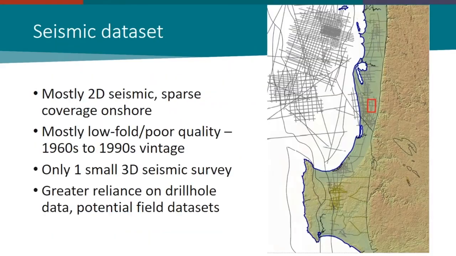Seismic coverage in the Southern Perth Basin is patchy, with most seismic, especially onshore, being low-fold and poor quality data. In the study area, only one 3D seismic volume exists, which was acquired as part of the Southwest Hub geosequestration project near Harvey. The patchy seismic coverage and quality meant that drill holes and potential field datasets were needed to extend the interpretation.